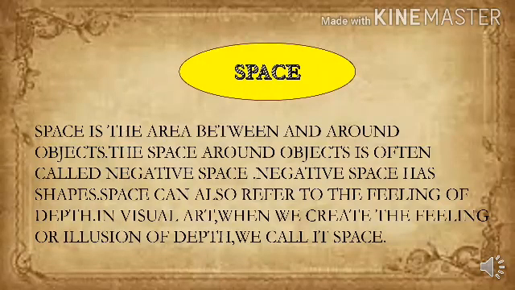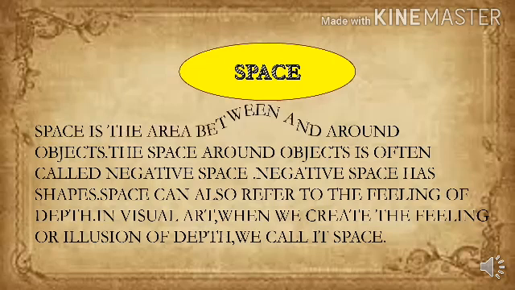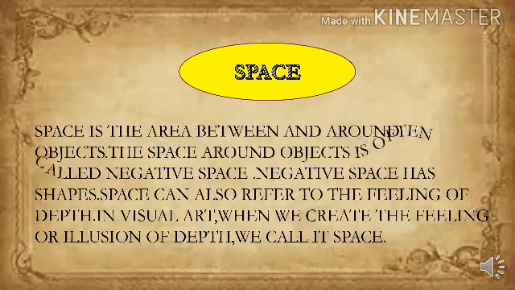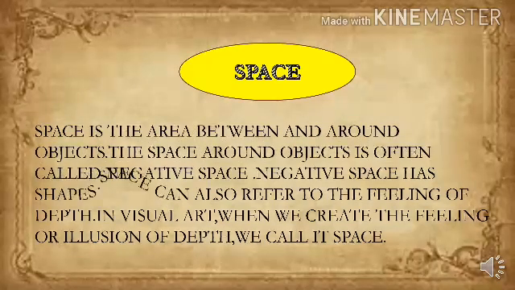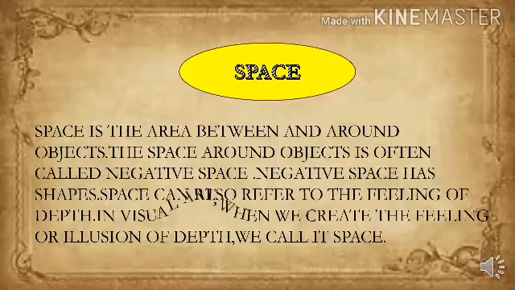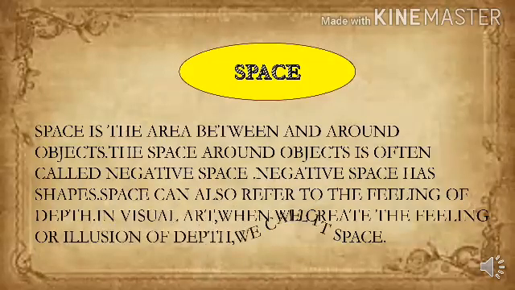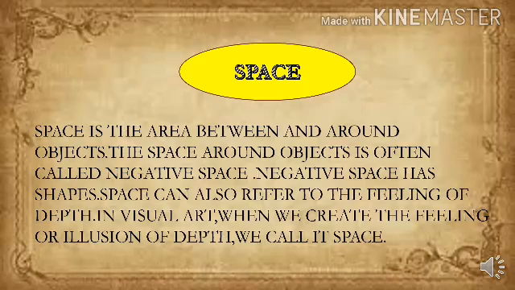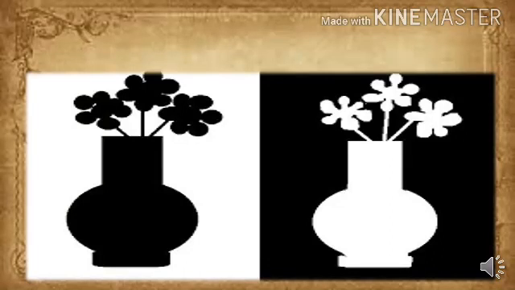Number 5. Space. Space is the area between and around objects. The space around objects is often called negative space. Negative space has shapes. Space can also refer to the feeling of depth. In visual art, we recreate the feeling or illusion of depth. We call it space. This is an example of space.